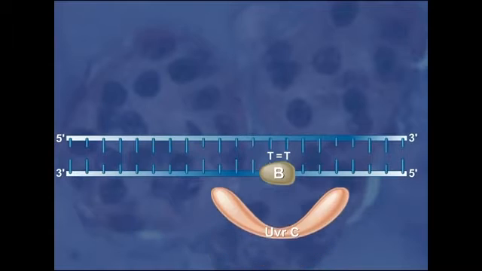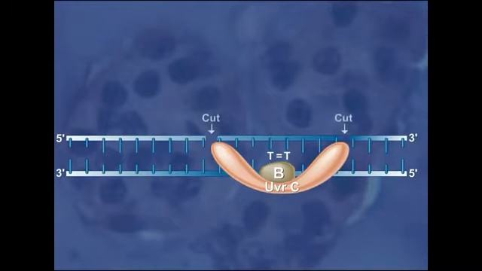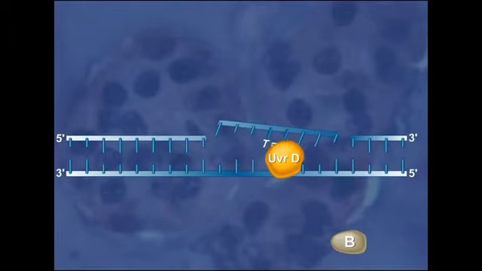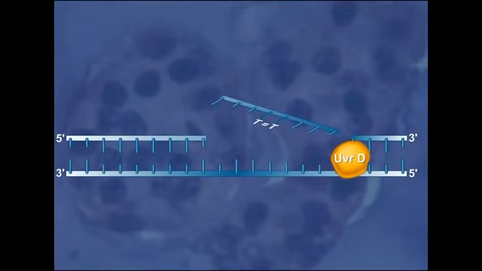UVRC then binds to the site and makes 2 cuts on the damaged strand. Both cuts are several bases away from the damaged site. UVRD, a helicase, then binds to the site and separates the segment of damaged strand from the rest of the DNA molecule.